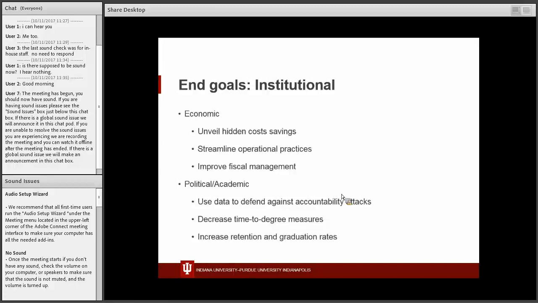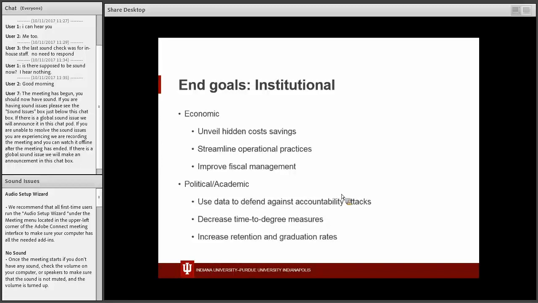So if we have this data and we can improve our operational practices and we can gain more resources, or at least optimize them, then we can use that data to defend against accountability attacks that we often get in higher education, especially if we're state supported. We have legislators who come to our doors and wonder if we're actually achieving our goal and if we're using their money effectively.